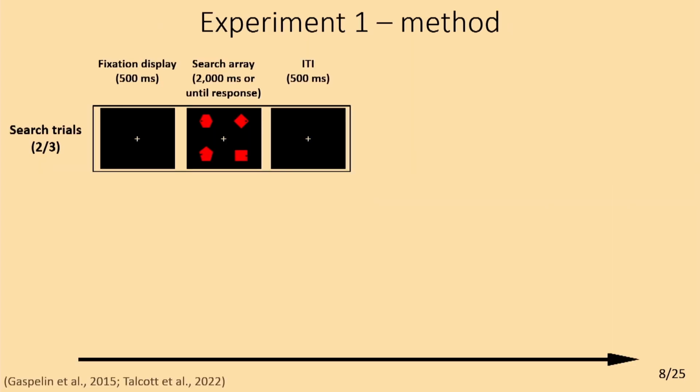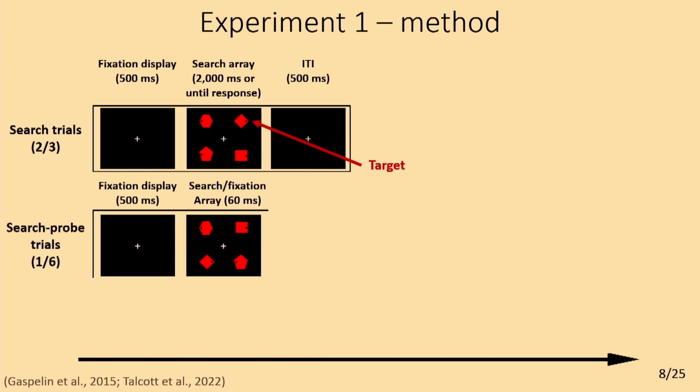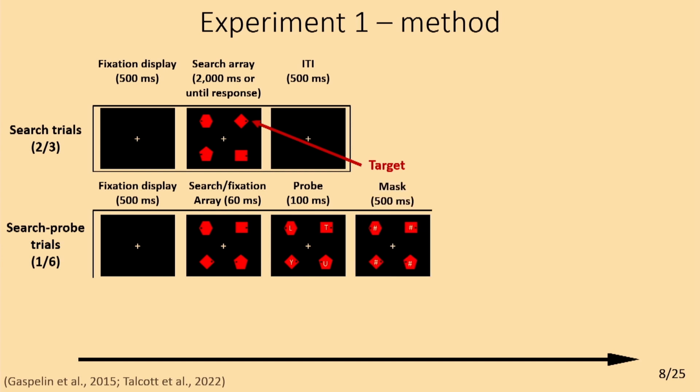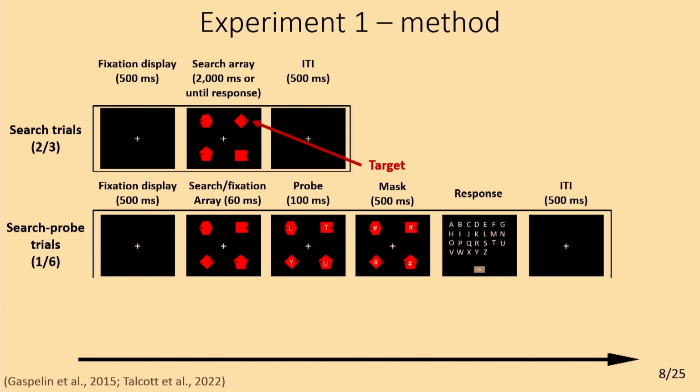In experiment 1, we used a variation of the capture-probe paradigm, which is a paradigm that allows us to measure the distribution of attentional priorities. On most trials, participants searched for the diamond target and reported the side of the dot inside it. On a minority of trials, that we call search probe trials, the search display appeared for 60 milliseconds, and then a letter appeared on each item, followed by a short mask. The task of the participants was to report the letters they saw.